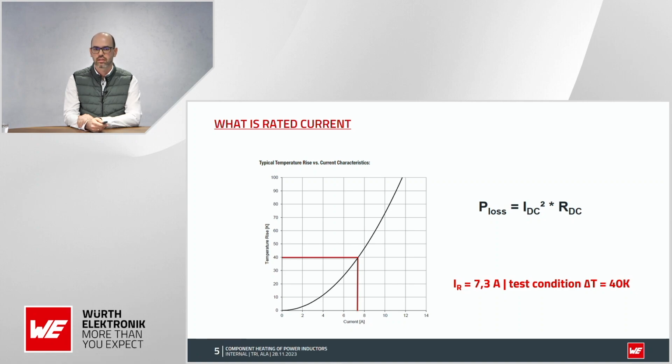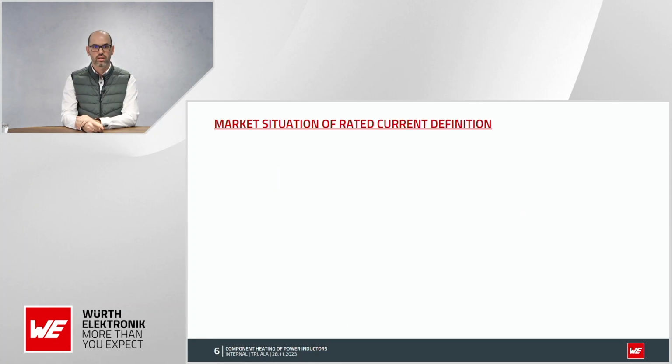So how we are currently defining it, we have, for example, the 40K value, and in this particular case, you can see that we just draw a line, go down to the amps axis, and then we will see here, as an example, 7.3 amps, we have reached the 40 kelvins. This is how we are currently doing this in the market, or this is how we did it.